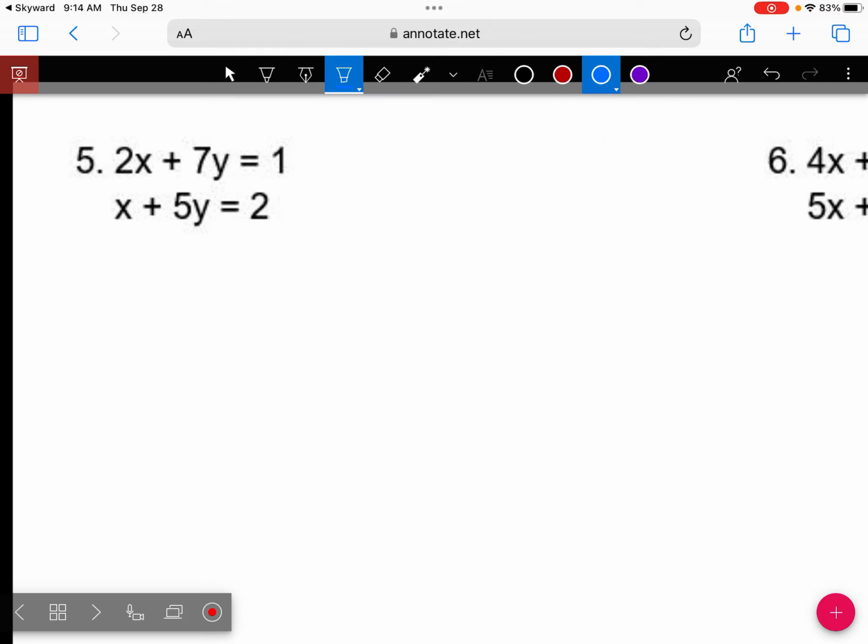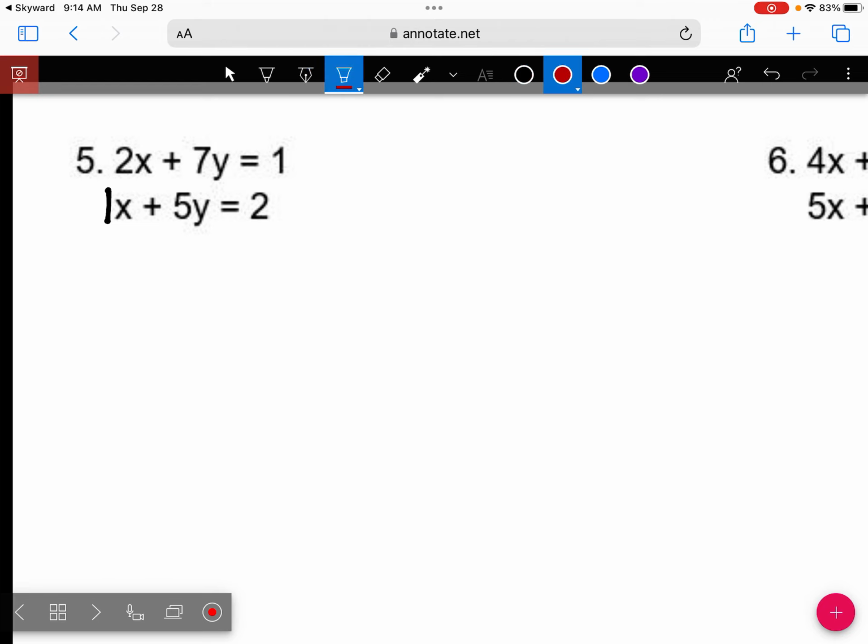So when we look at question 5, I'm noticing that I don't have opposite numbers and I also don't have the same number. So the easiest thing to do would be to make this equation right here, to change this +x to a -2. Right now I have a 1 right here.